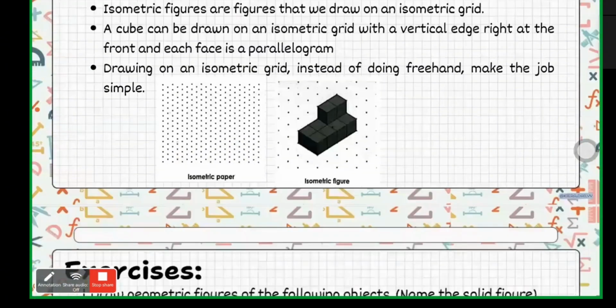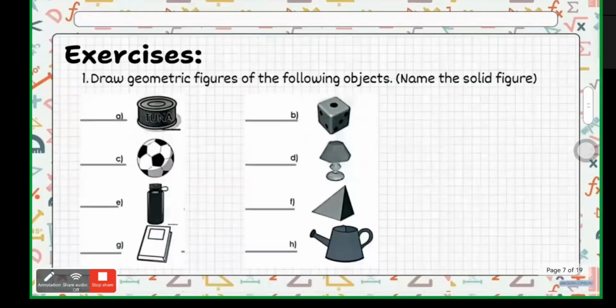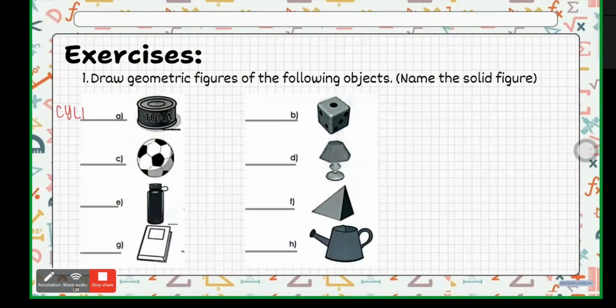Okay. Exercises. Let's go to the first exercise. Draw geometric figures of the following objects. I will also give the names, so let's name the solid figure first. For number one, that is A, that is a cylinder. Spell cylinder. Cylinder.